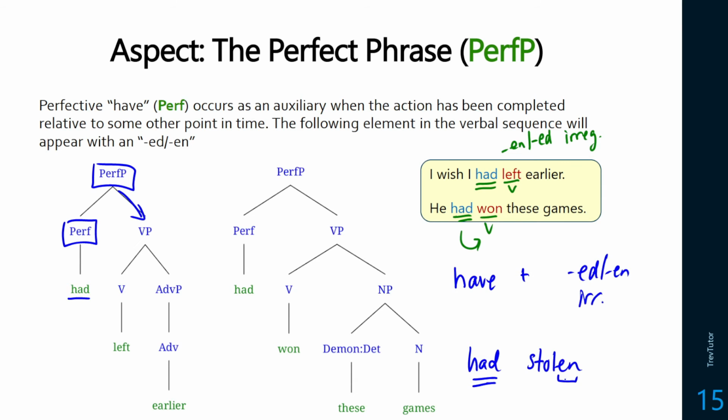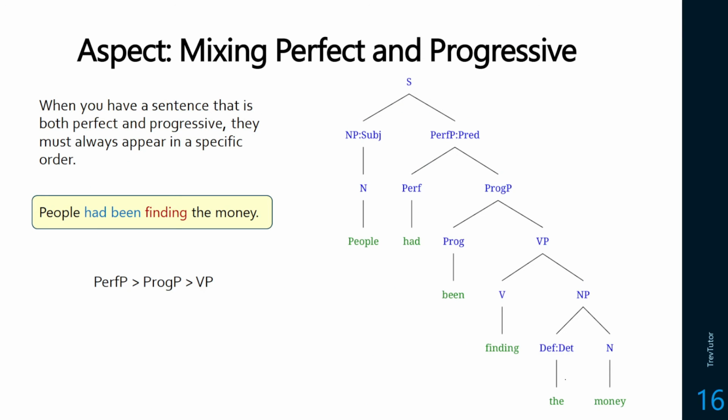So that's the perfect phrase, but we can do better. We can mix these because a sentence can be perfect and progressive at the same time. The meaning gets a little bit more complex. People had been finding the money, so people had this continuous event of finding the money that completed prior to talking at some point in the past. A little bit hard to convey, but we can see this in action. So, "had been finding the money."